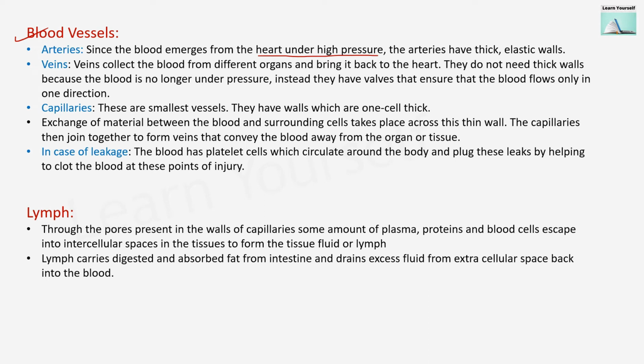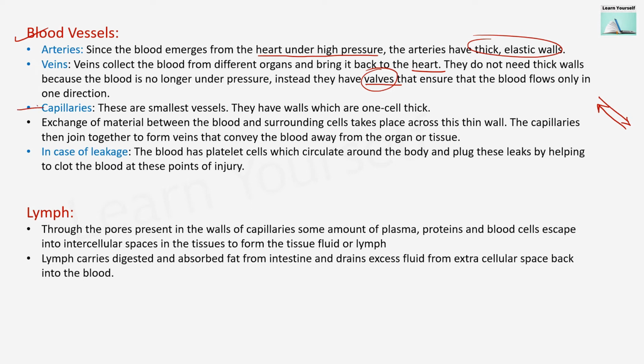Now veins, they contain impure blood. They collect blood from the organs and body parts and bring it back to the heart. They do not need thick walls as the pressure is much less in the veins. Instead, they have valves that ensure that the blood flows only in one direction and does not go back to the organ. So arteries have thick walls whereas veins have valves which restrict the flow in the reverse direction.